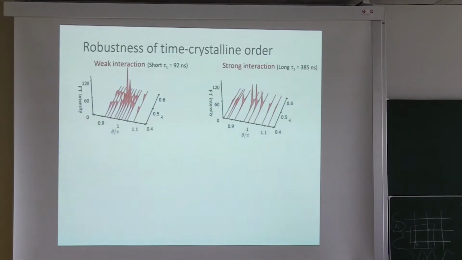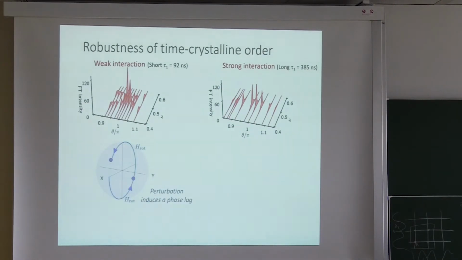So we investigate the robustness of the system against these perturbations. Here we plot the perturbation along this axis, and the Fourier spectra for different perturbation strengths. In the case of weak interactions, we see that this peak at half of the drive frequency is quickly disappearing and side lobes emerge, and if you go into the strong interaction regime, then you see it being robust over a wide range of perturbations.